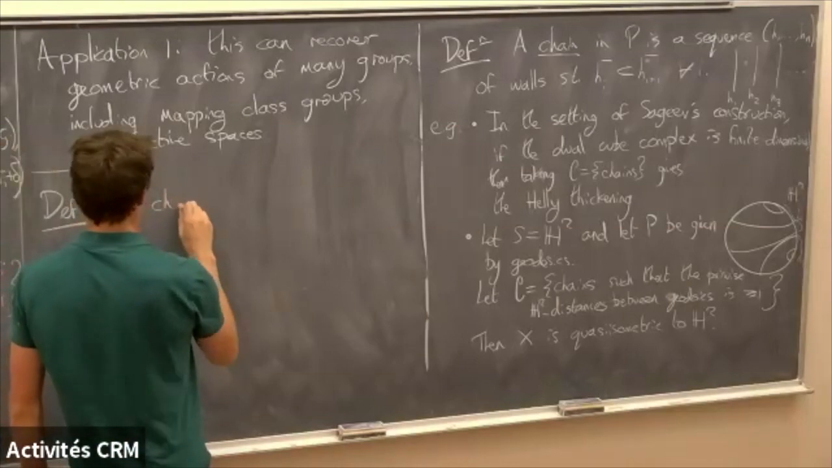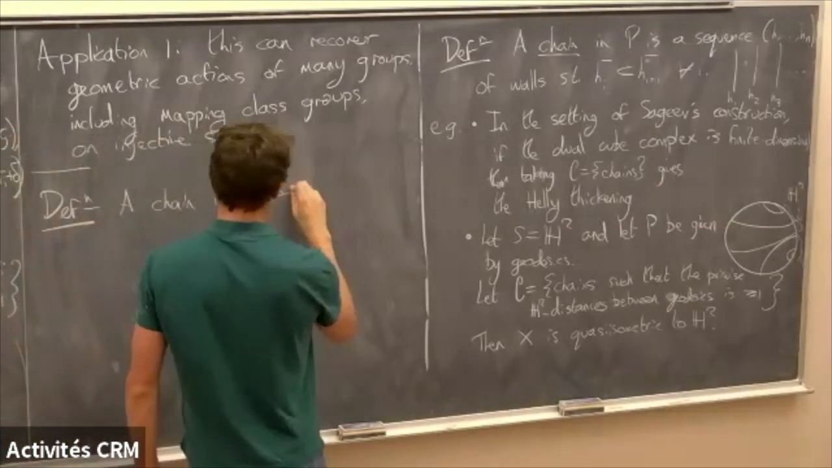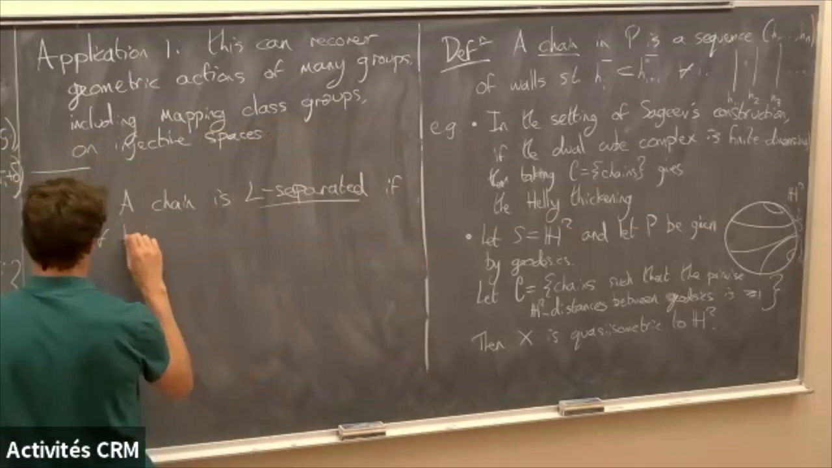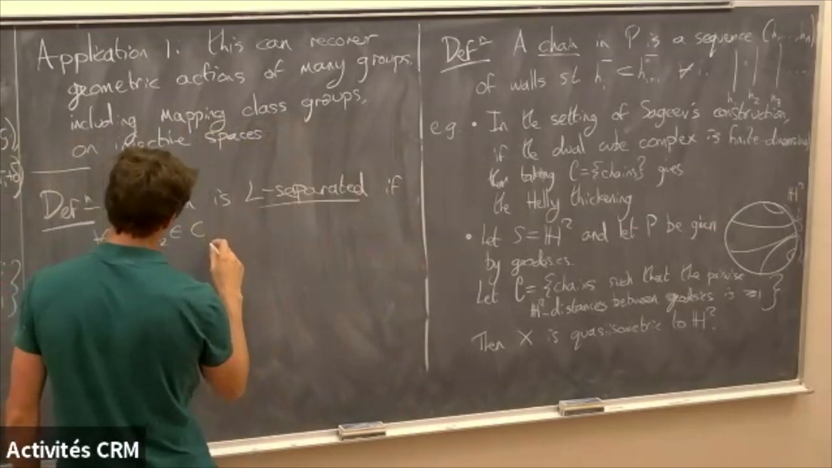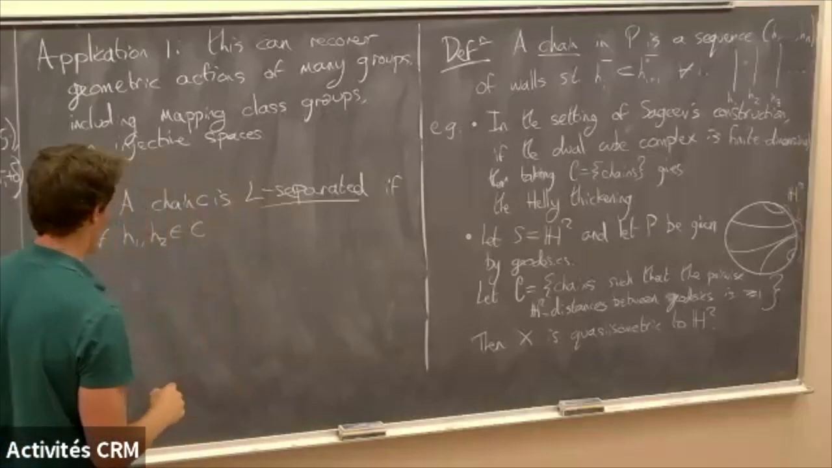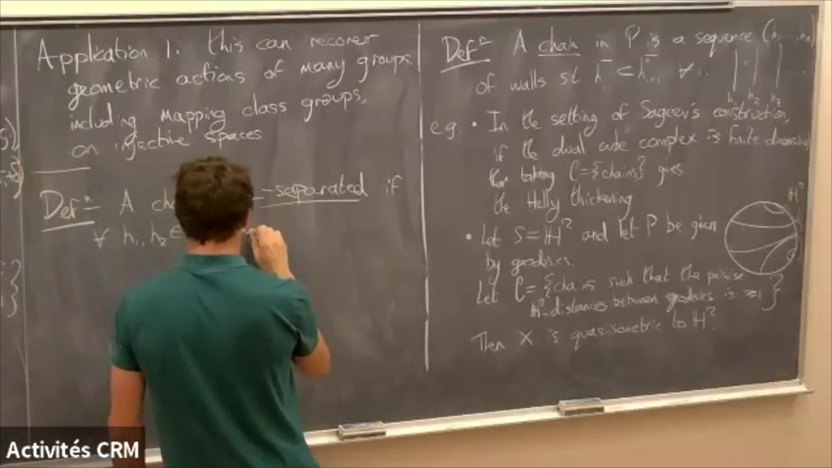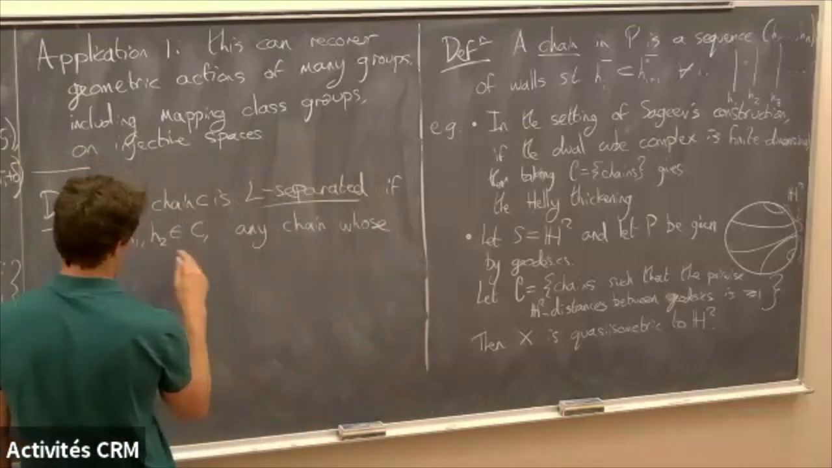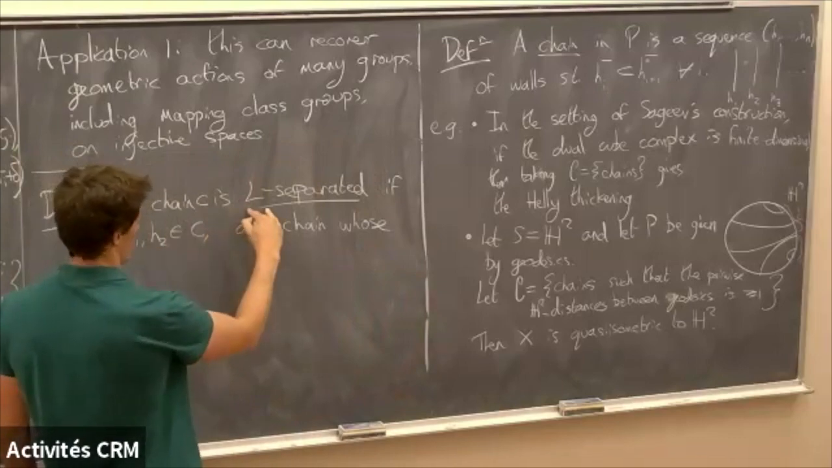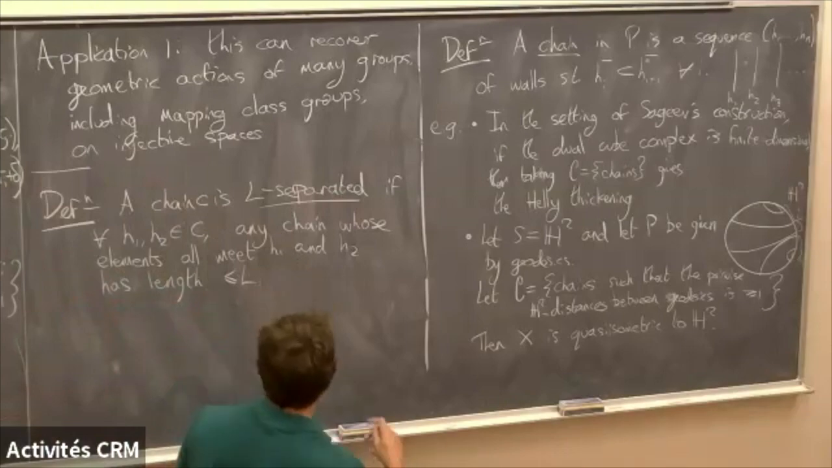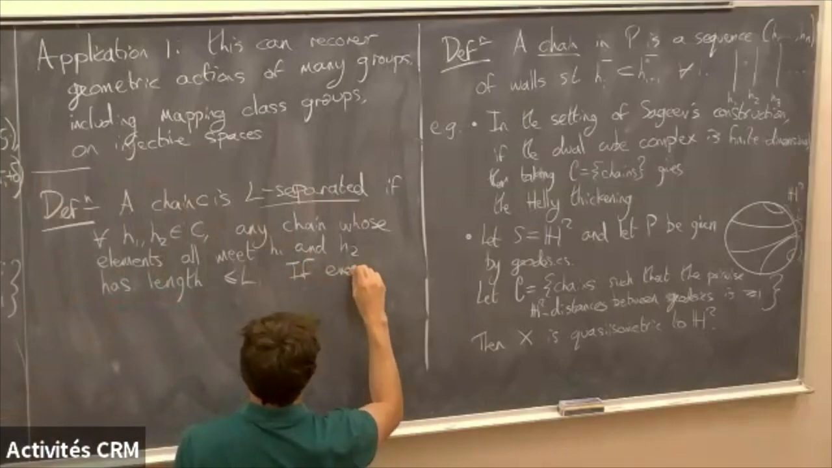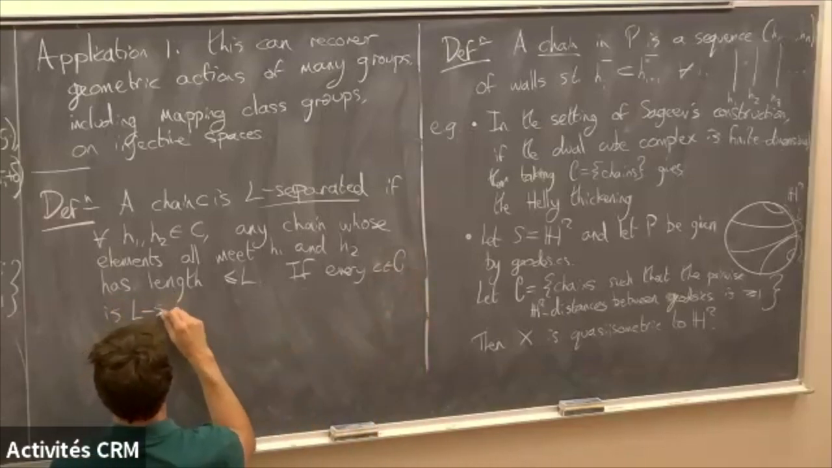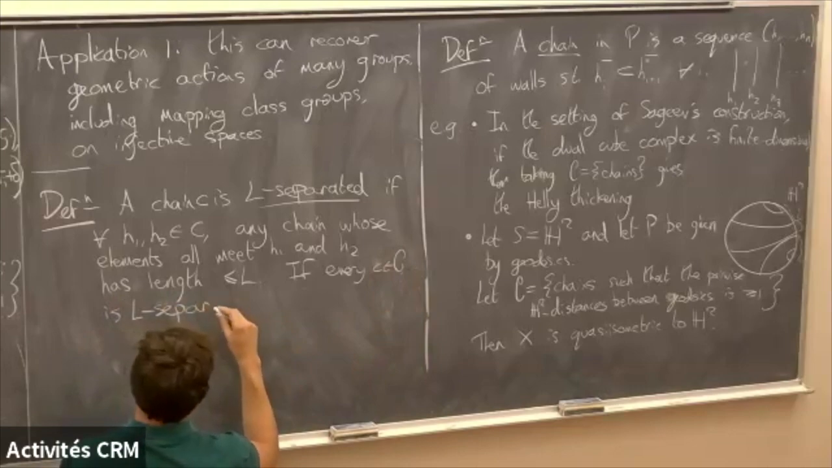A chain C is L separated. How do I want to phrase this? For any two elements H1 and H2, any chain whose elements all meet H1 and H2 has to have length at most L. And if every chain C in the collection is L separated, then we just say that the whole subcollection is L separated.